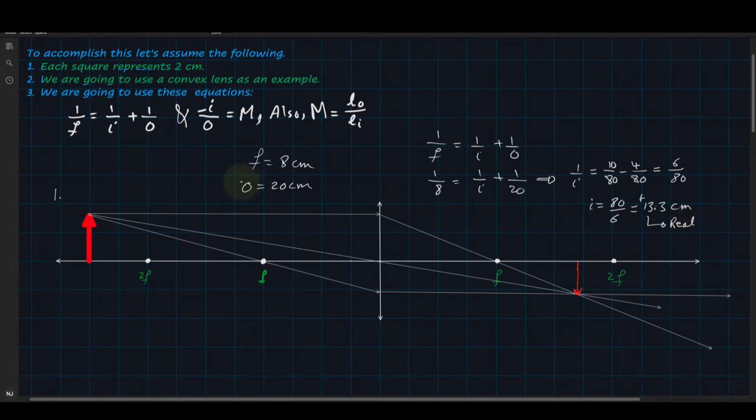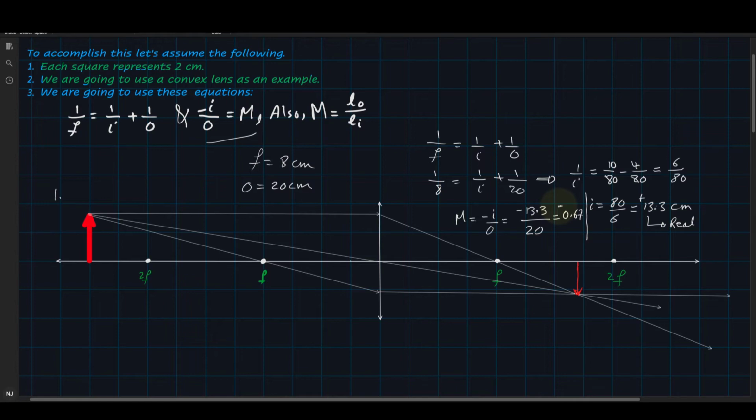Now let's use this equation. The magnification is equal to minus I over O. I is equal to 13.3, the minus comes down as it is, and the object is at 20. And if you solve this, you get 0.67. Okay, you get 0.67 with a minus sign.